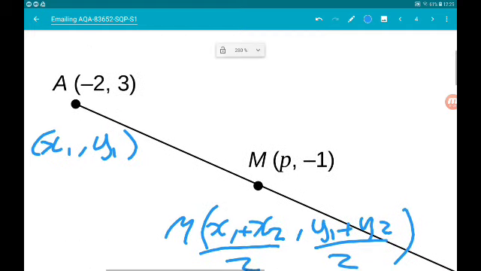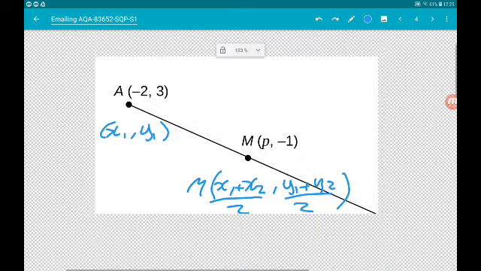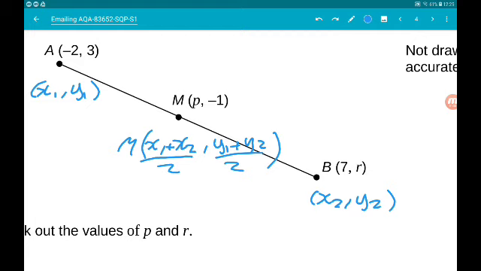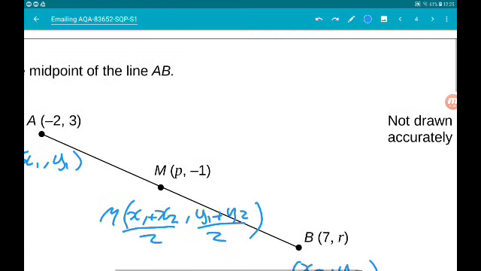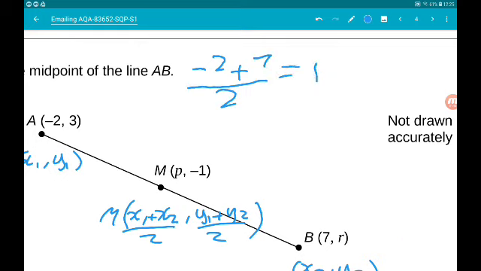So the x coordinate at A is -2, and the x coordinate at B is 7. So we know -2 add 7 over 2 is equal to P. -2 add 7 is 5, so P is 5 over 2, 5 halves.